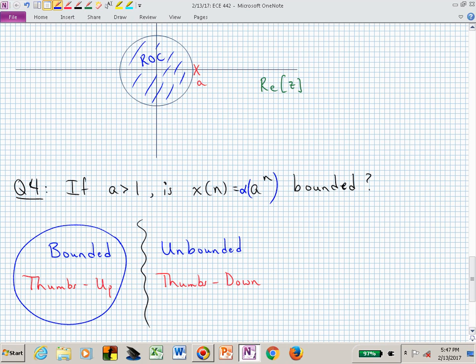Where is X defined for what values of n? And after you answer that, is it bounded or unbounded? Question.